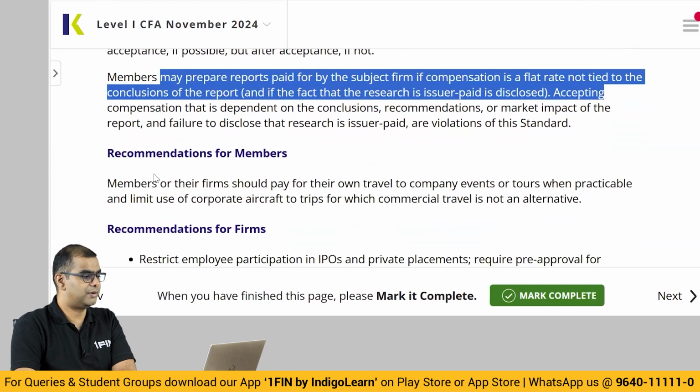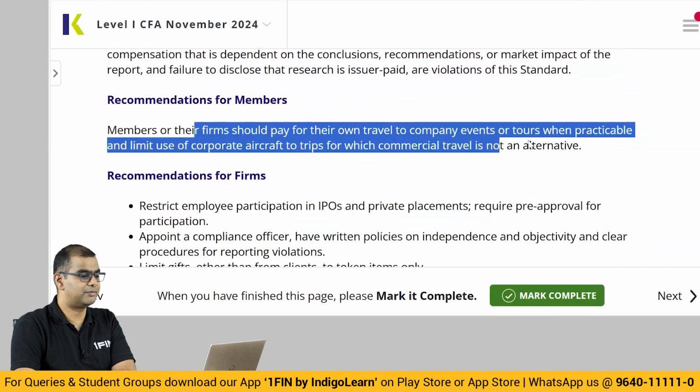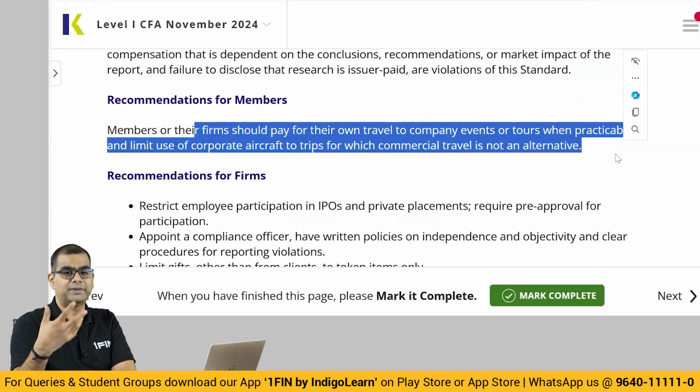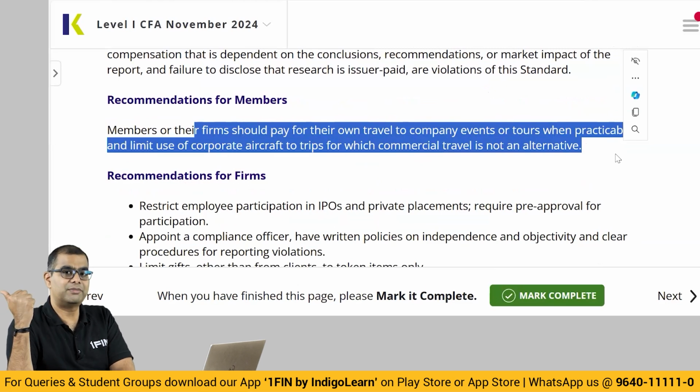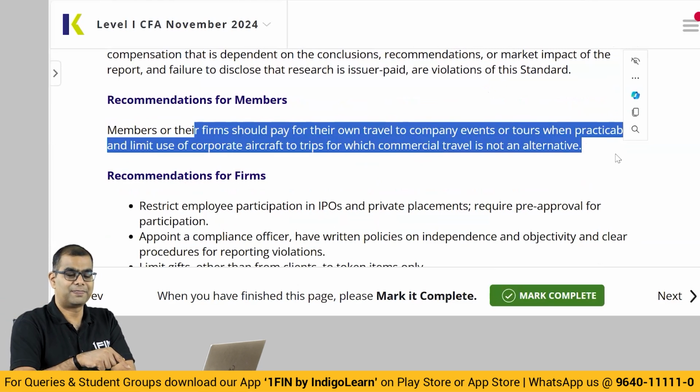Recommendation for members: members or firms should pay for their own travel to company events or tours when practicable, and limit use of corporate aircraft to trips for which commercial travel is not an alternative. So when you're going to visit potential companies that you're covering, or where you're working on behalf of somebody and doing work on somebody else, there you should limit usage of corporate benefits or anything that they may give.